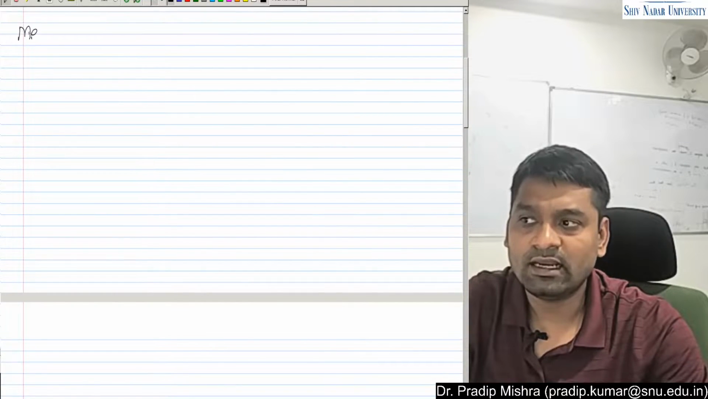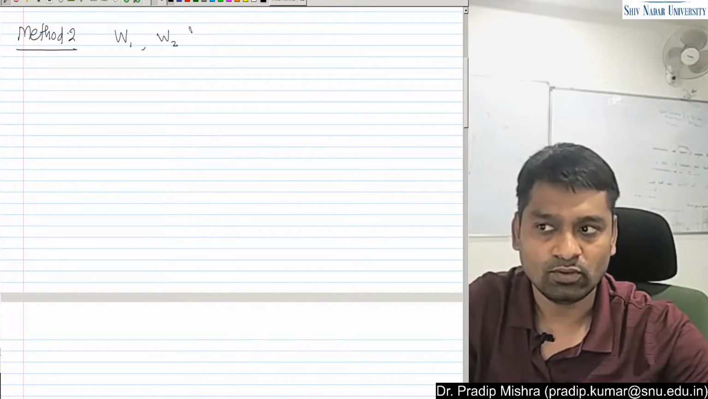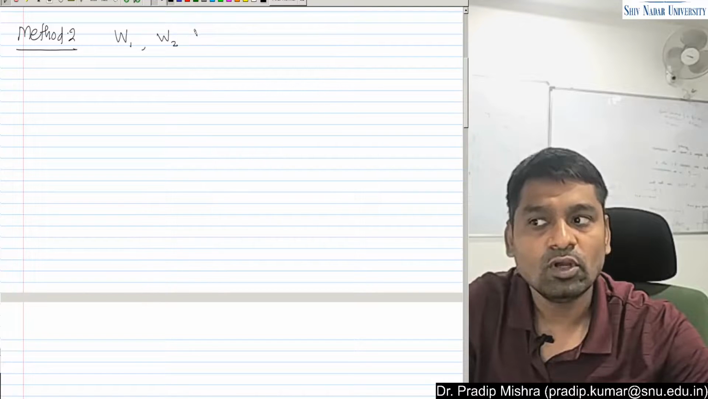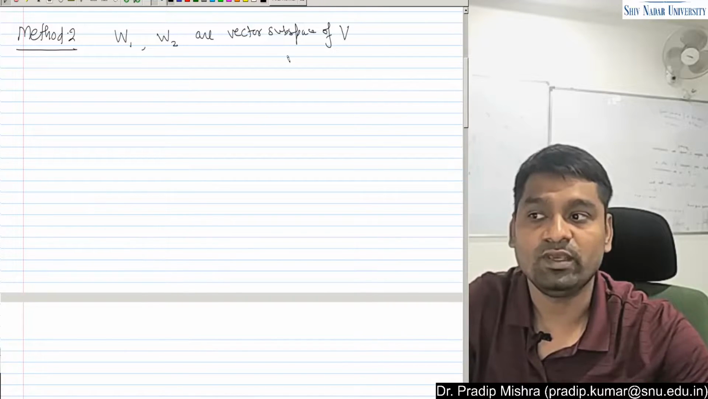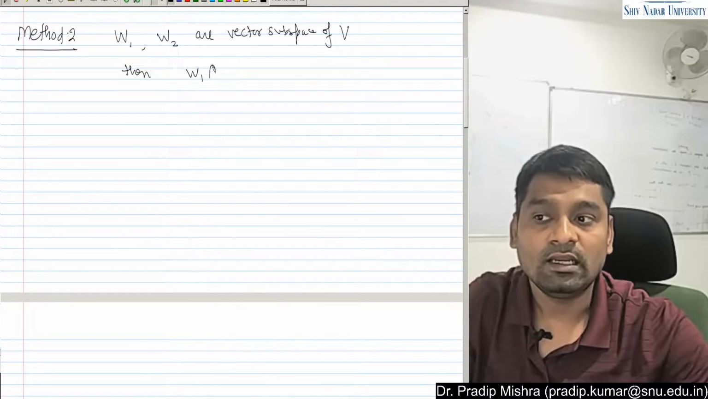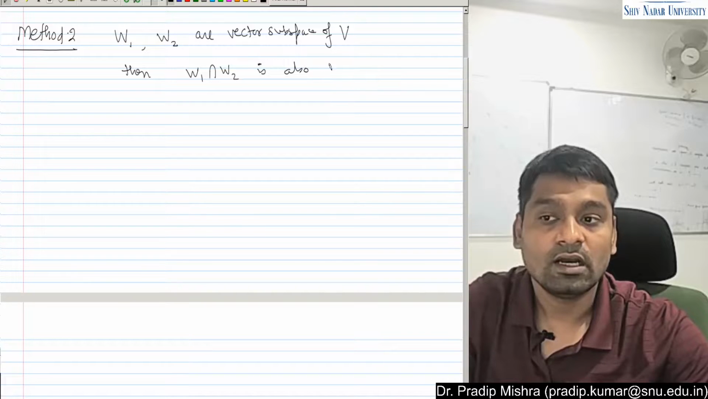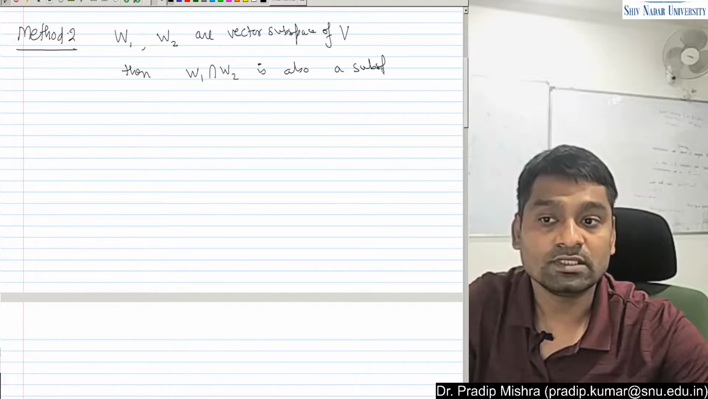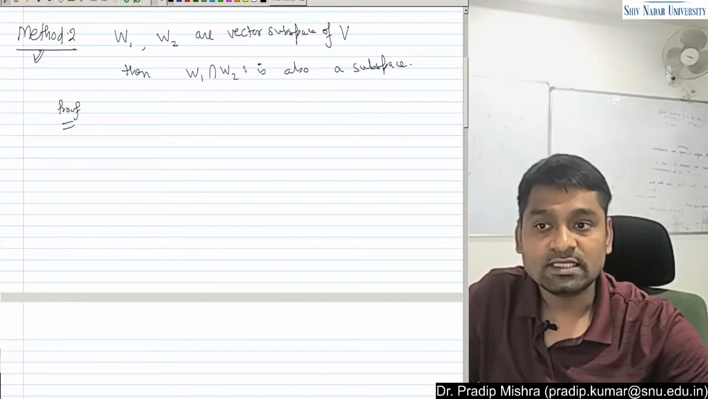So let me tell you method 2, which you know very well. It basically starts from W1 and W2. If you have W1 and W2, which are vector subspaces of V, then W1 intersection W2 is also a subspace. How to check this is a subspace?